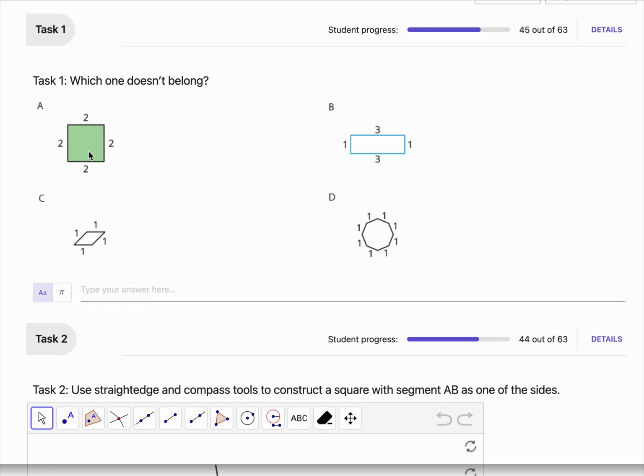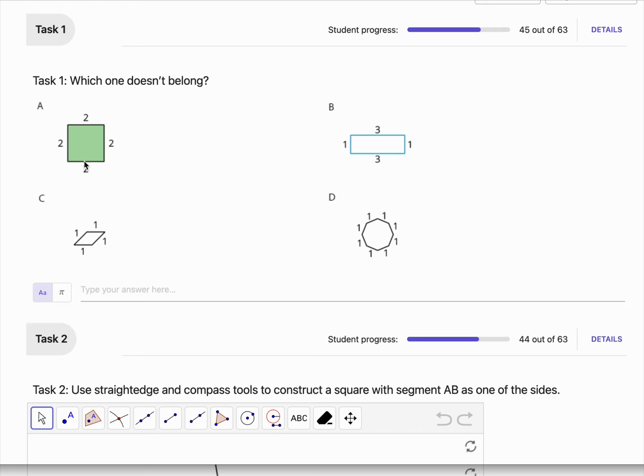Let's see, what else? This one, all the sides are the same length. This one, all the sides are the same length. And this one, all the sides are the same length. So that's another reason why this one wouldn't belong. What about this one? We don't have a reason why this one doesn't belong.